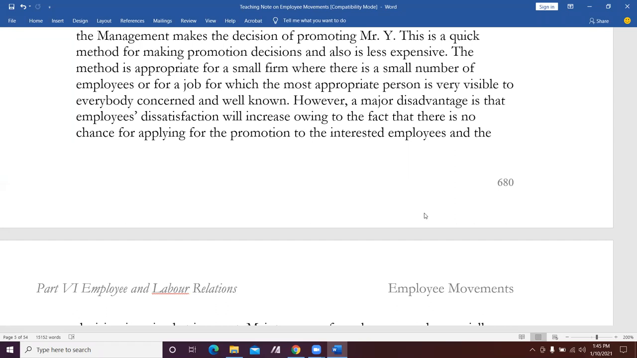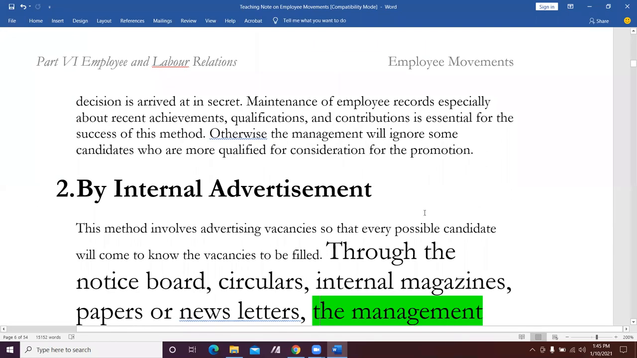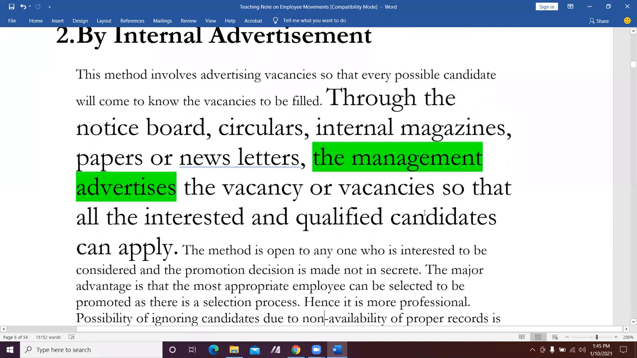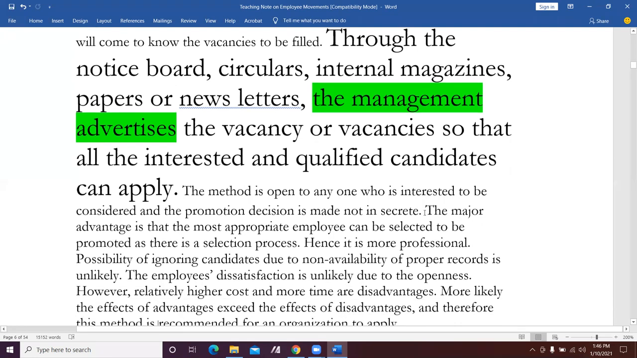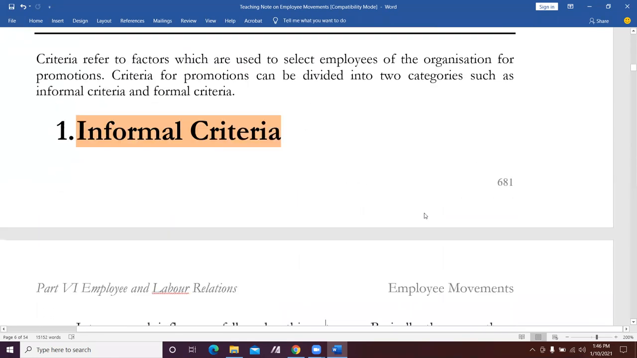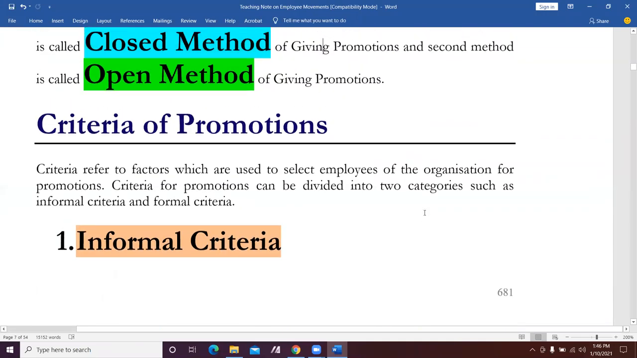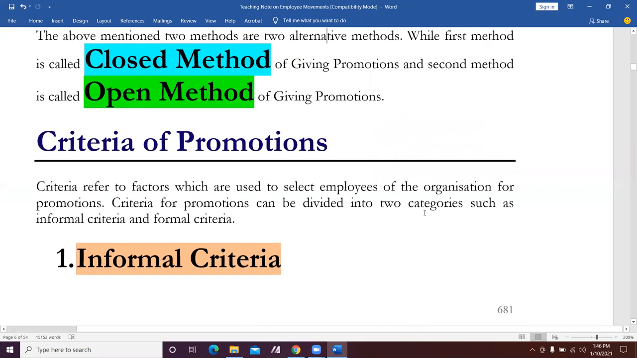Then the organization will be able to save time, effort, and money by using the closed method. But in case of a very large organization, where there are at least, if not many, a considerable number of qualified people who are interested in the promotion, then it's better to follow the open method. So in that way, you can reduce the number of complaints.